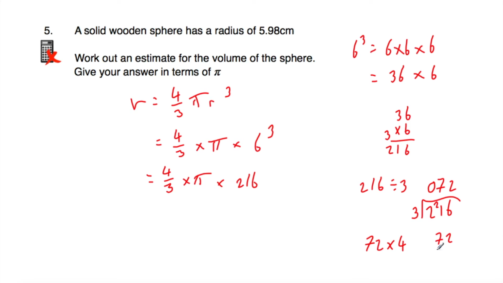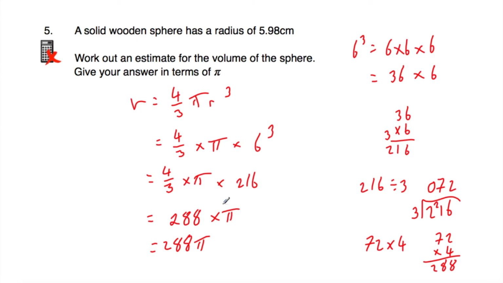So 72 multiplied by 4, let's see what we get. 4 times 2 is 8, and 4 times 7 is 28, so that's 288. So 4/3 of 216 is 288, and then we've got multiplied by pi, so 288 multiplied by pi. And remember, we want it in terms of pi, so we're just going to put them together, so it's going to be 288 pi. And that's it.